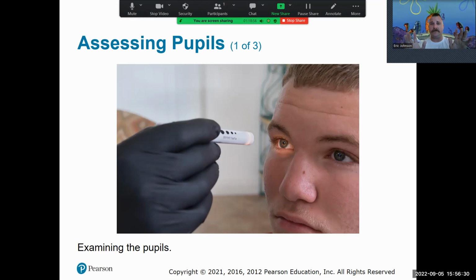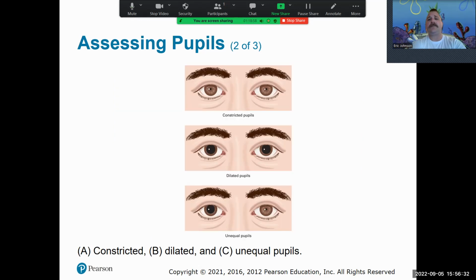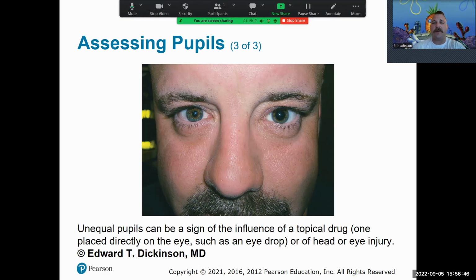So just stay tuned. Here are a couple different pictures that you can see, just an artist rendition of constricted pupils, dilated pupils, and unequal pupils. Now, an artist rendition is fine. This is just what it looks like, but I think that seeing the real thing is much better, which is why we're going to take a look at this. This is a patient that has unequal pupil size.